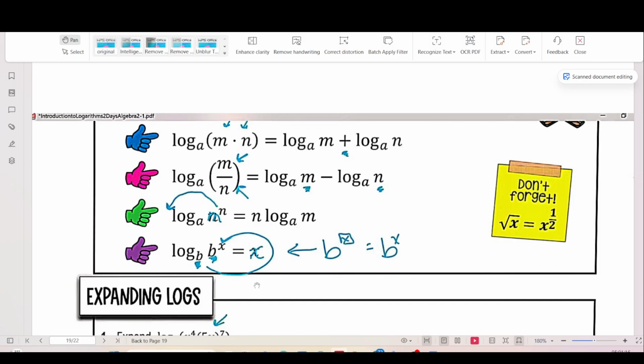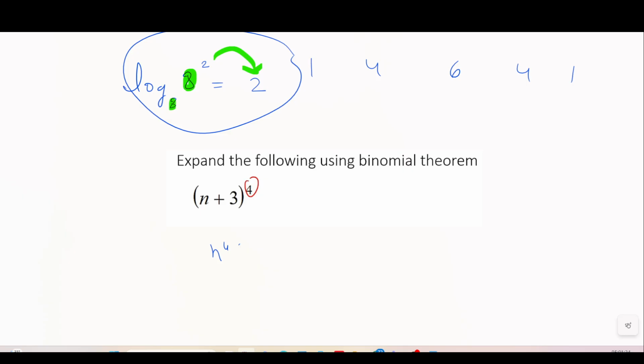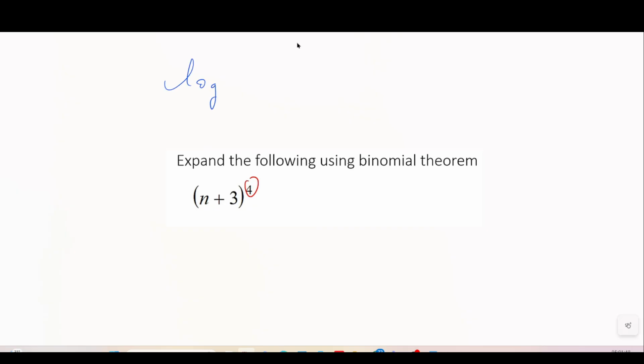Wait, what does the purple one mean? It means if you have log base 8 of 8 to the power 2, the answer is just 2. If this base and this number are the same, the answer is just the exponent. Oh, okay. So log base 8 of 2 equals 8? But that doesn't make sense. Yeah, I'm just telling you if this part is the same as this, then this is equal to the exponent. This is what it means. Log base a of a to the power x, the answer is just x.